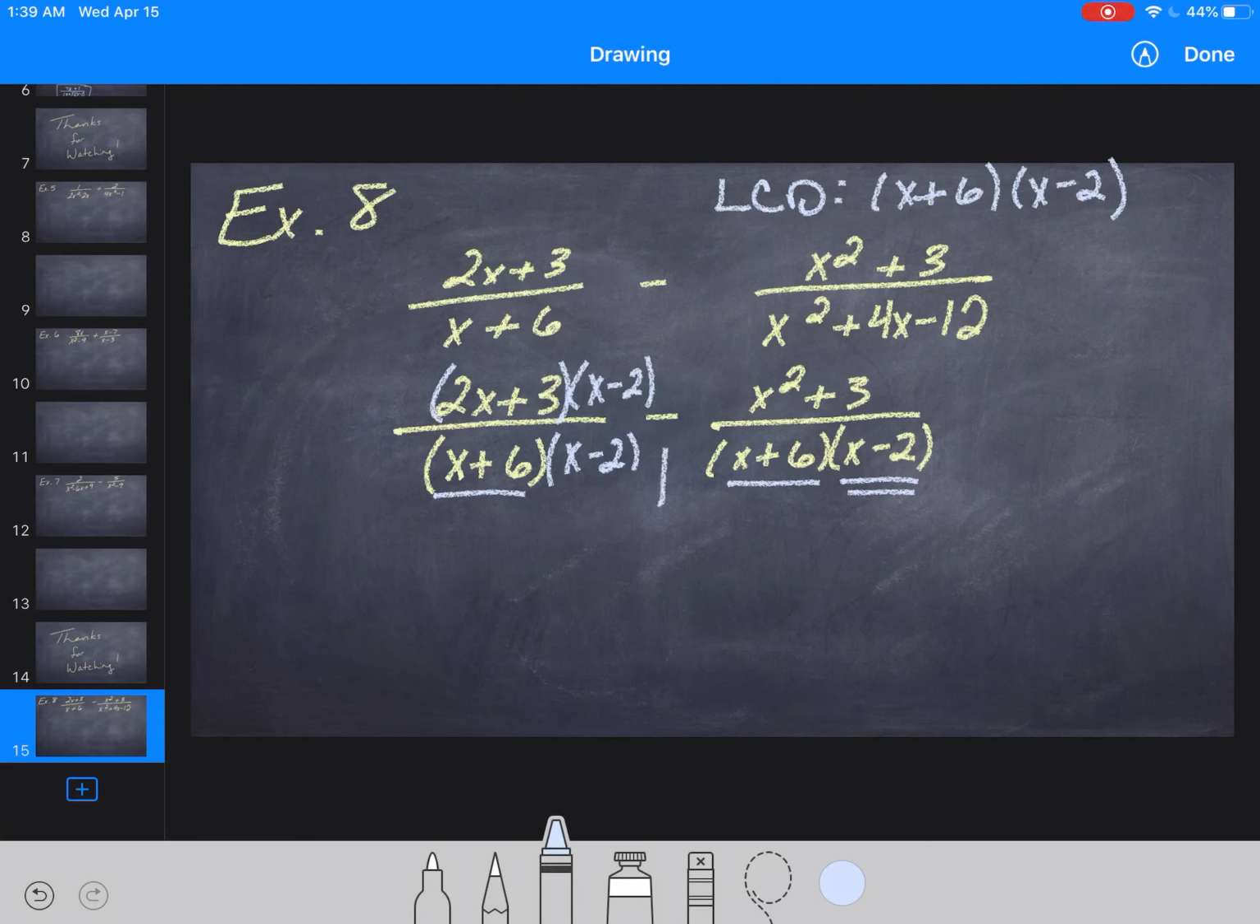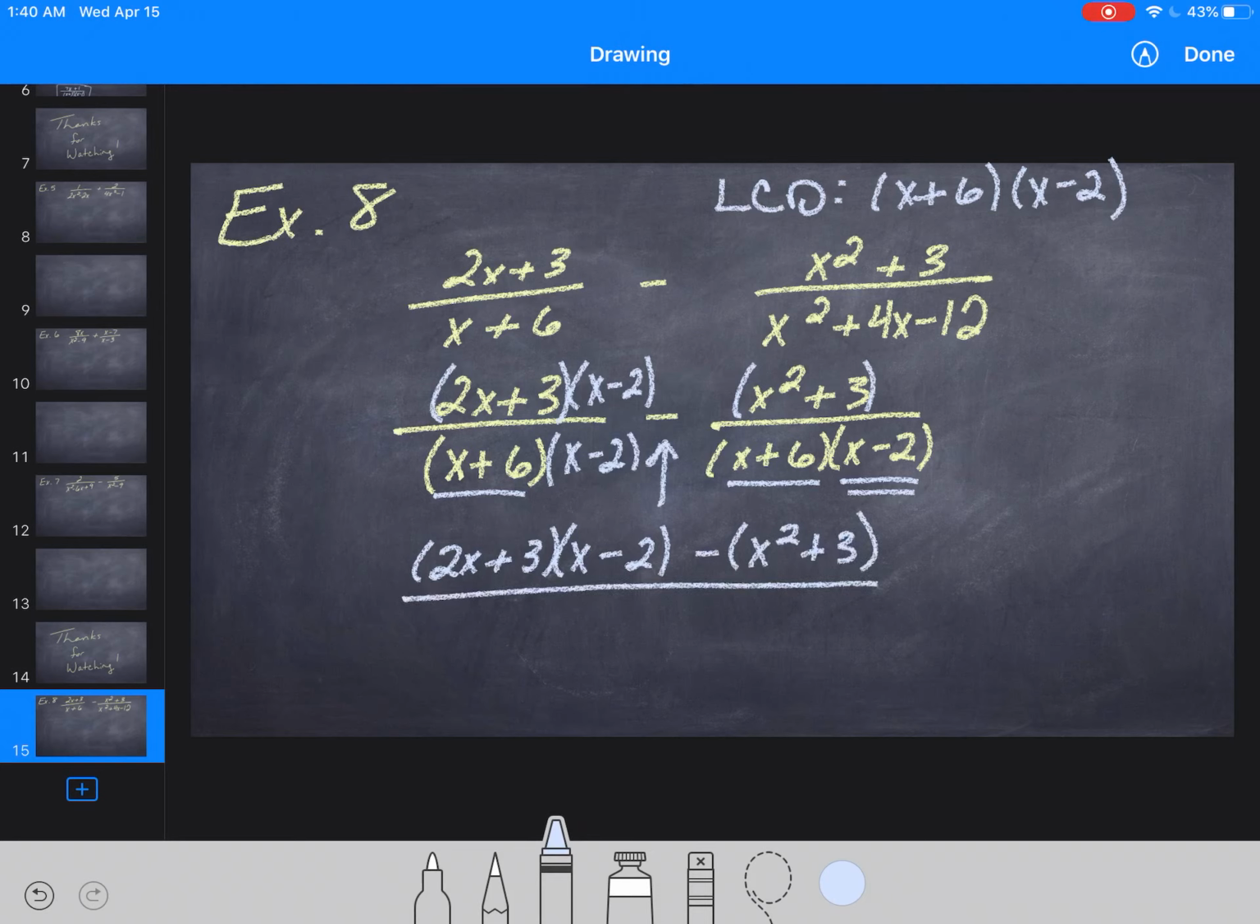I can look at my second fraction and say, okay, there is a minus sign in front of it and a binomial after the minus sign. So I'm going to make sure I put that in parentheses, and I'm going to notice that this one already contains the least common denominator, so I don't have to multiply anything in. I'm going to combine my fractions into one. So I end up with (2x + 3)(x − 2) minus (x² + 3), all over (x + 6)(x − 2).